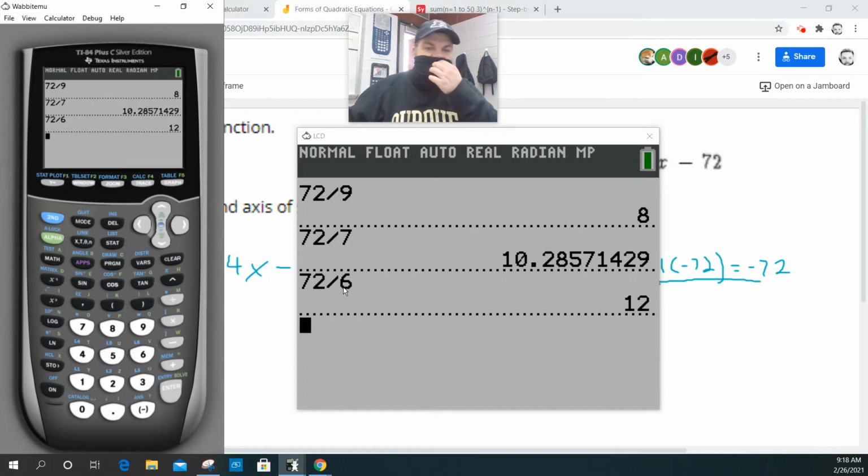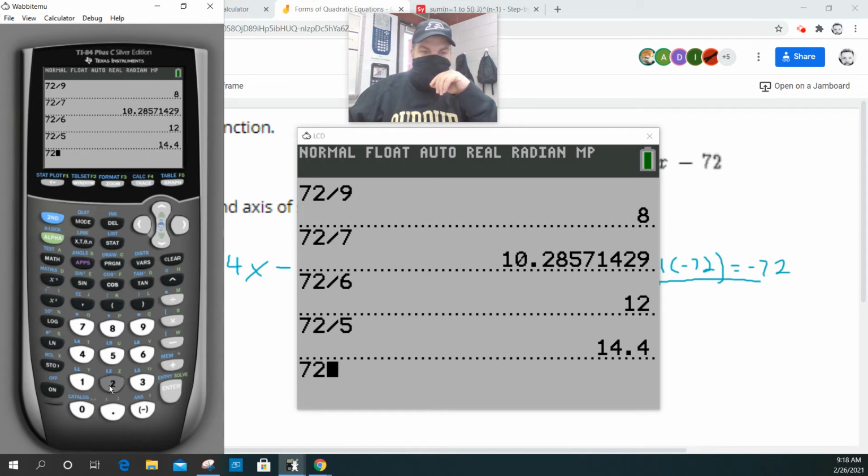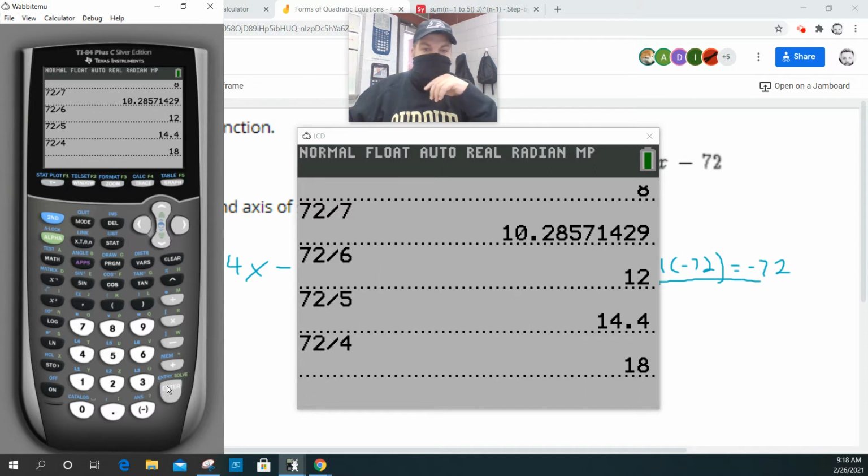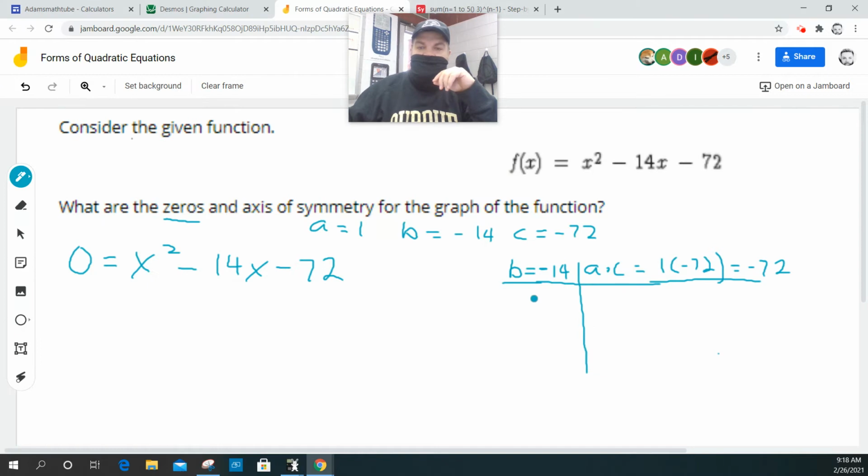Now, can I take 6 and we're going to add or subtract? Is there any way that I could add or subtract 6 and 12 and get 14? No. So we keep going. We're going to say 72 divided by 5. That won't work. 72 divided by 4. Okay, 4 and 18. Is there a way I can add or subtract those to get negative 14? Yeah.